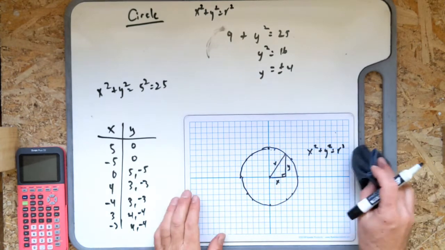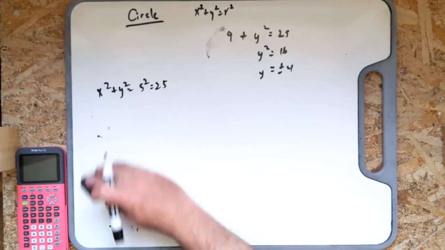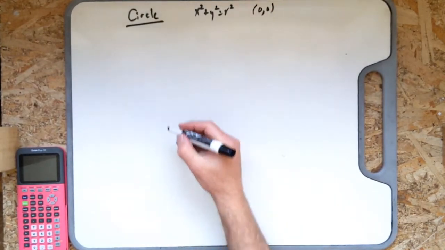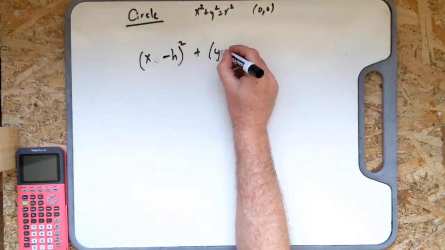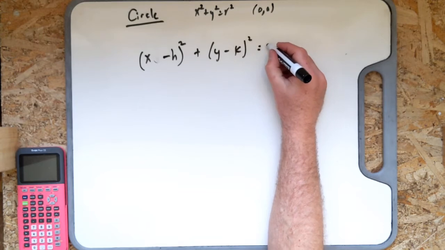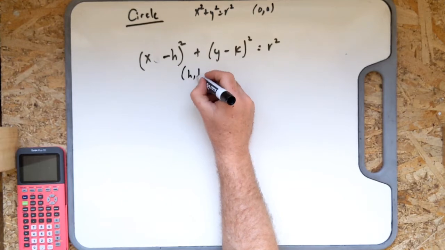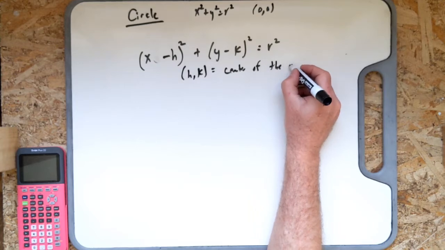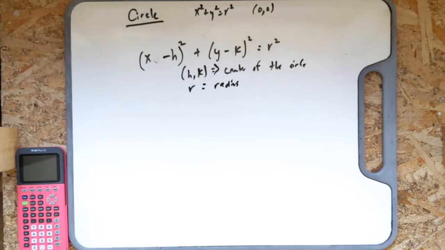Now we're going to try the more general formula, because it doesn't always have to be around the origin. So the more general equation for a circle, this is 0, 0, is x minus h squared plus y minus k squared equals r squared. Okay, r is still the radius, and h, k is the center of the circle. So let me give you an example of that, and then we will plot one.